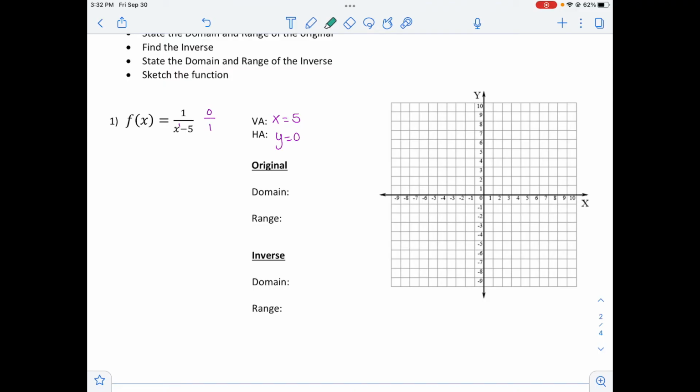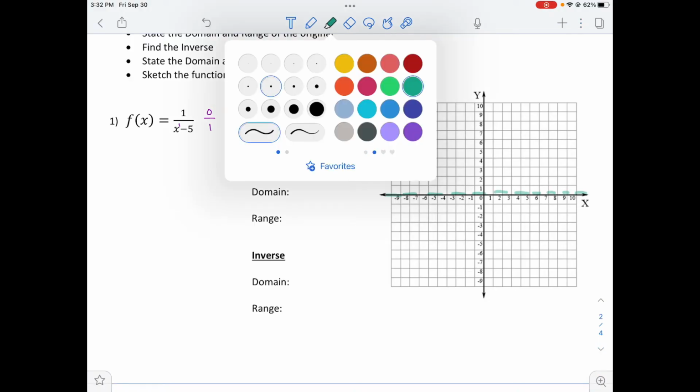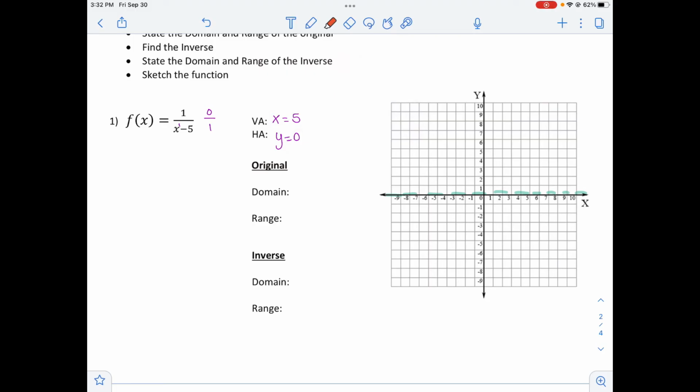So I'm going to go ahead and put in my vertical and horizontal asymptotes. My horizontal asymptote goes through y equals 0. And then we'll do another one, x equals 5. Now remember, it cannot go through the vertical.